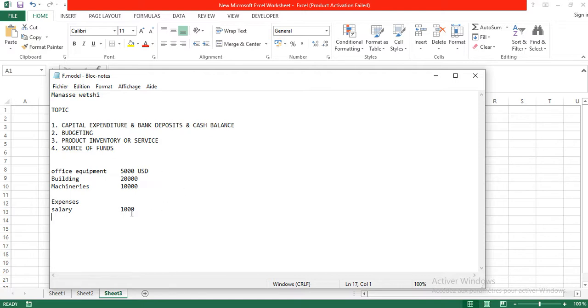So you pay salary of 1,000. This is not expenditure, this is an expense. I hope you understand the difference between expenditure and expenses. Capital expenditure is the acquisition of assets. You need to buy assets in order for your business to stand on its feet. You have to buy assets first.